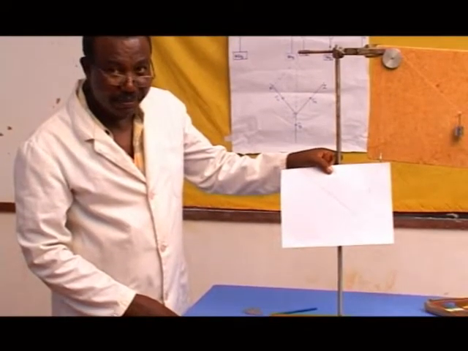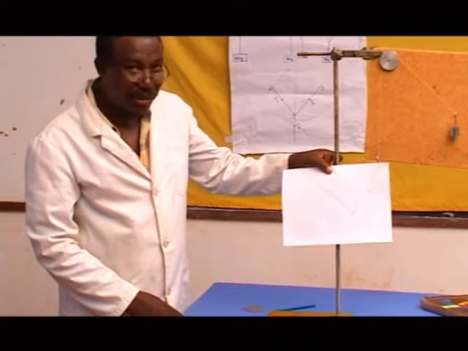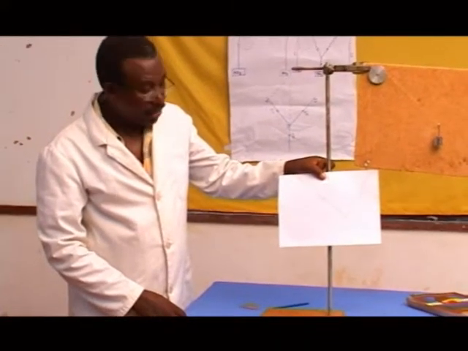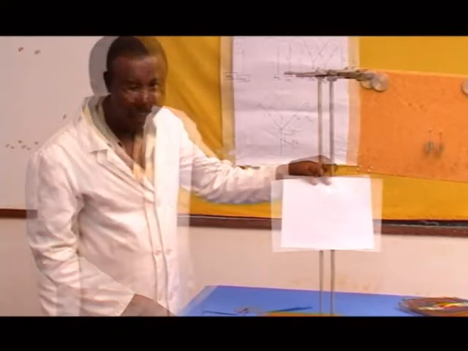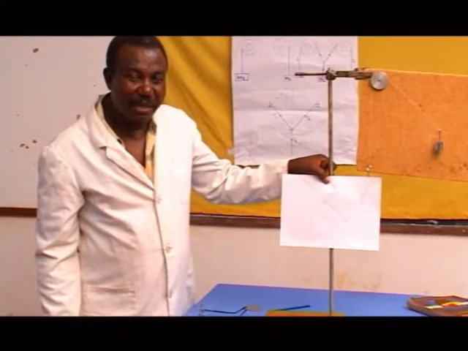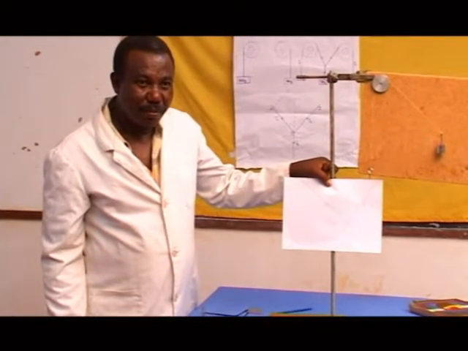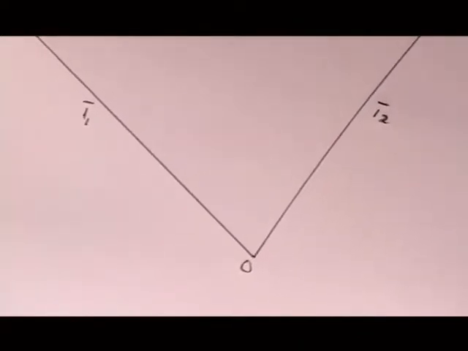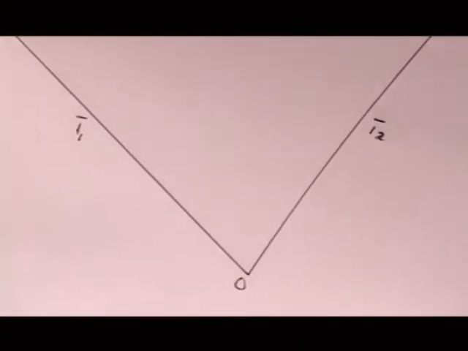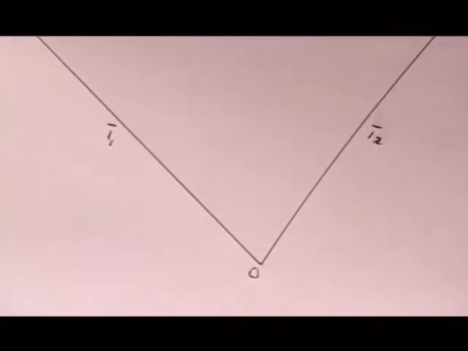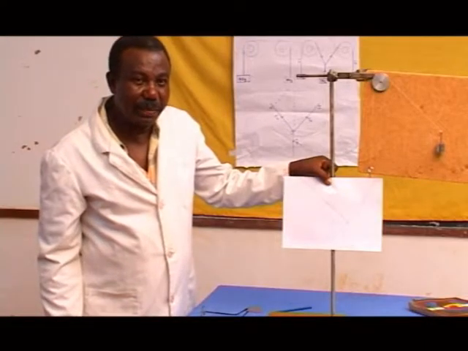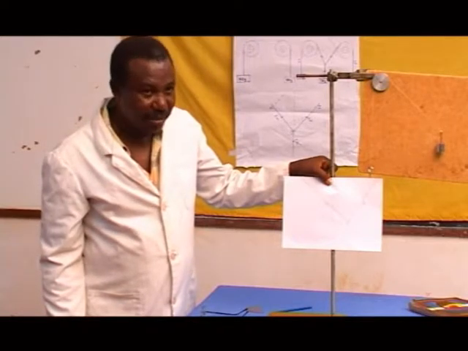T1 represents 40 grams and T2 represents 50 grams. Use a suitable scale to complete the parallelogram. Say 1 centimeter to represent 5 grams. By using that scale, 40 grams will be represented by 8 centimeters and 50 grams will be represented by 10 centimeters.